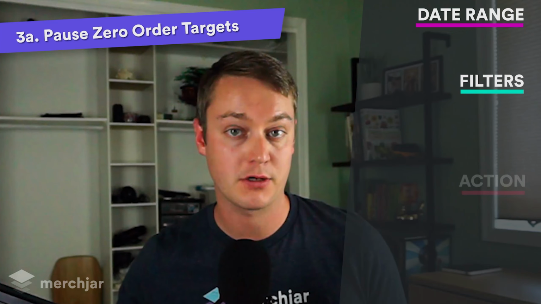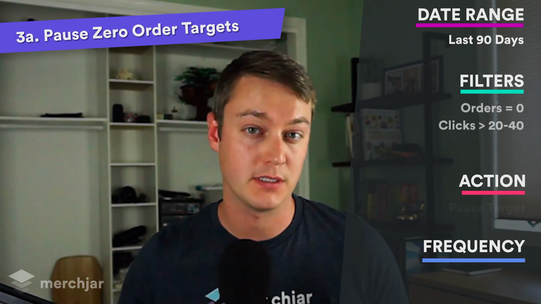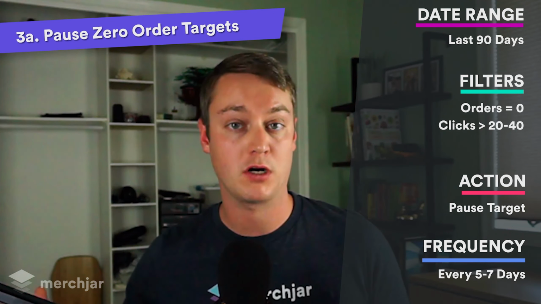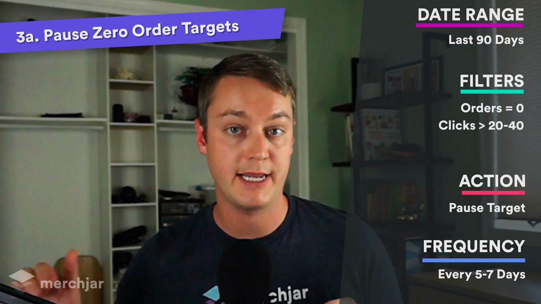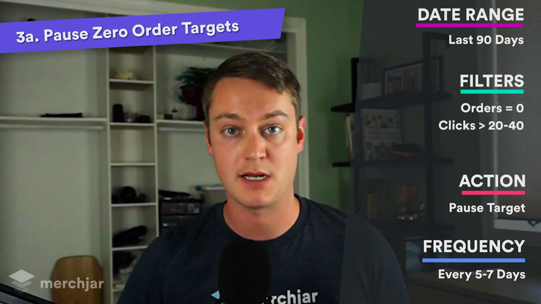In order to get the most data points, as well as ensure you're not turning off a winning campaign that's just in a temporary slump, we want to use a longer date range, such as 90 days. This is the maximum date range that you can use inside of Amazon's ad console.